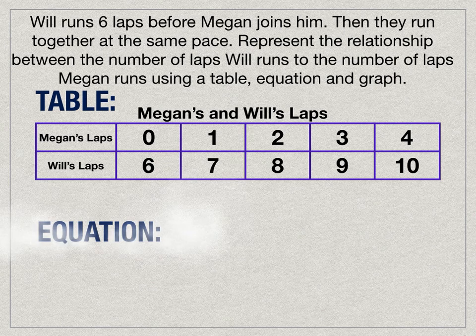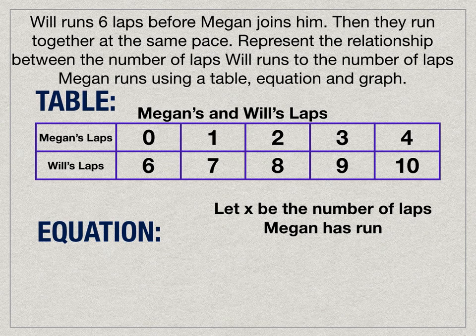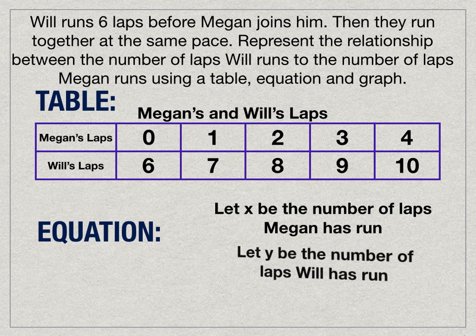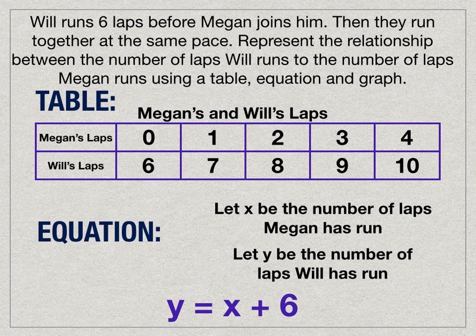We could express this relationship in an equation where we're going to let x be the number of laps Megan has run and y be the number of laps Will has run. It is important that you define your variables. You could also choose to use an M for Megan and a W for Will. That would be an option. When we start to graph things, though, which is the third thing that they ask us to do, typically you're going to use x and y. So if y is Will's laps, x is Megan's laps, we could use the equation y equals x plus 6.